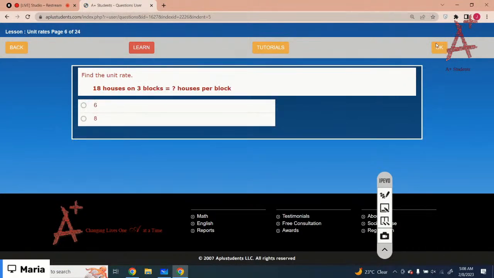Okay, the next one is 18 houses on 3 blocks. So how many houses per block?